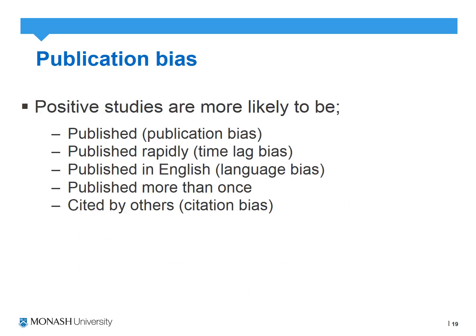Publication bias we mentioned. I guess these reasons for publication bias aren't as common now as they were, let's say, 10 years ago. So things like time lag bias. Pretty much all journals these days are available online, so you haven't got this period in which you get an article accepted and then it takes 6 to 12 months to publish. Similarly with English language, pretty much all journals only publish in the English language.